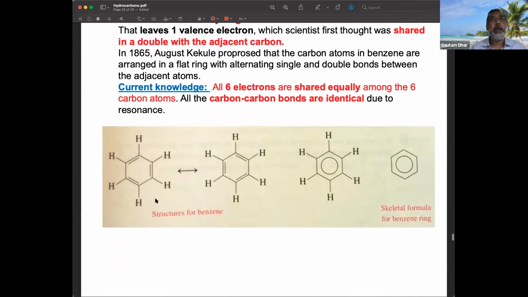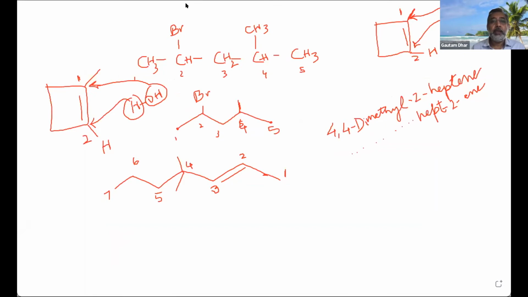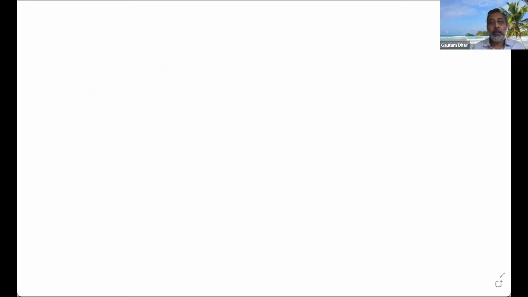Actually, if you think of benzene, let me quickly move to my whiteboard. This is an sp2 carbon, which means each of these carbons is trigonal planar. If I draw it as a structure, it is a flat structure. I'm trying to do as best as I can with this drawing.